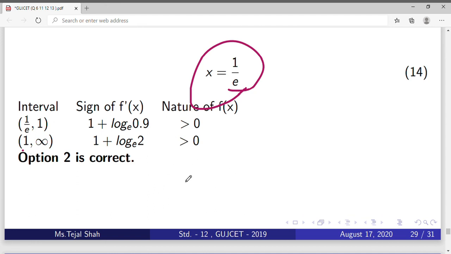So in which interval is the function increasing? Check option number 2, 1 upon e to 1 union 1 to infinity. So option 2 is the correct option.